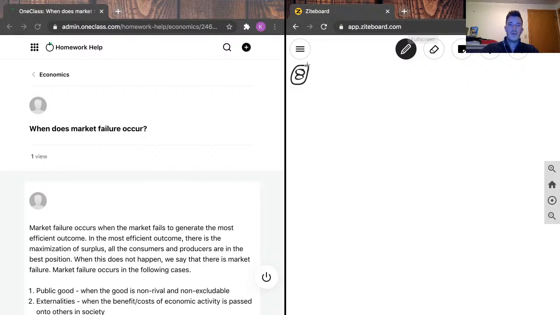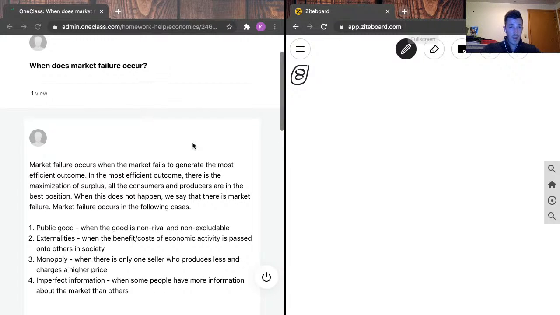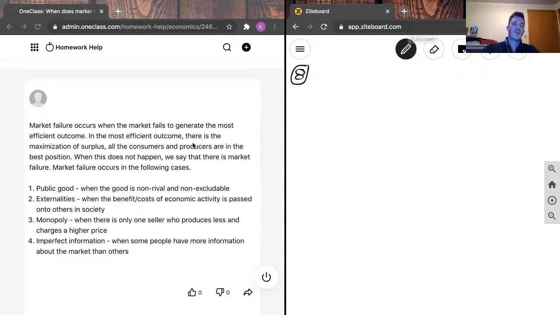On to question 8. When does market failure occur? Our junior tutor said that market failure occurs when the market fails to generate the most efficient outcome. In the most efficient outcome, there is the maximization of surplus. All the consumers and producers are in the best position. When this does not happen, we say that there is a market failure. Market failure occurs in the following cases.